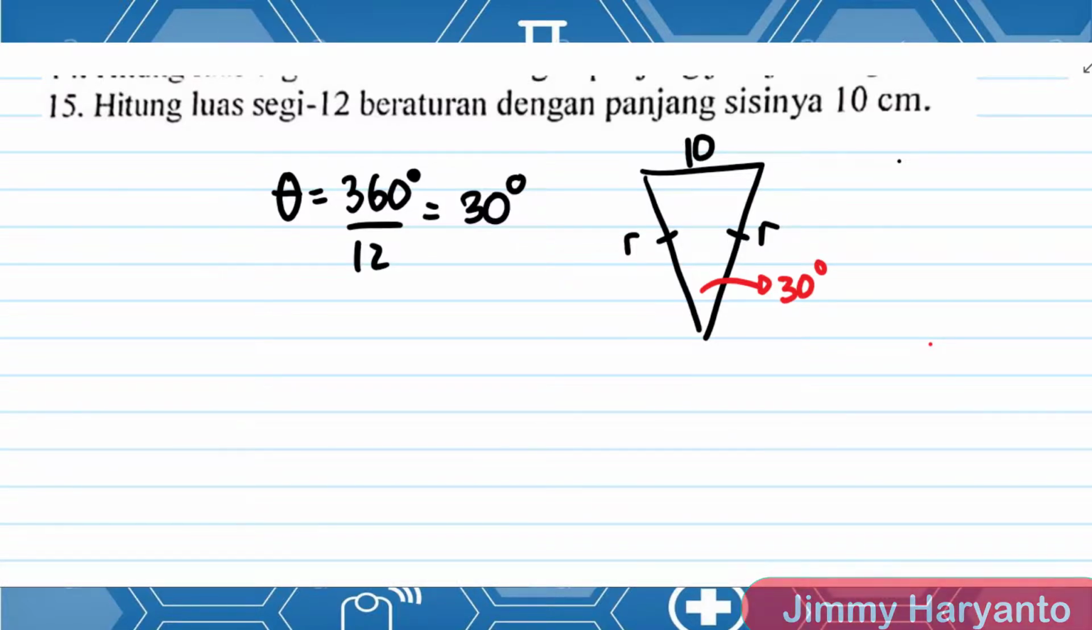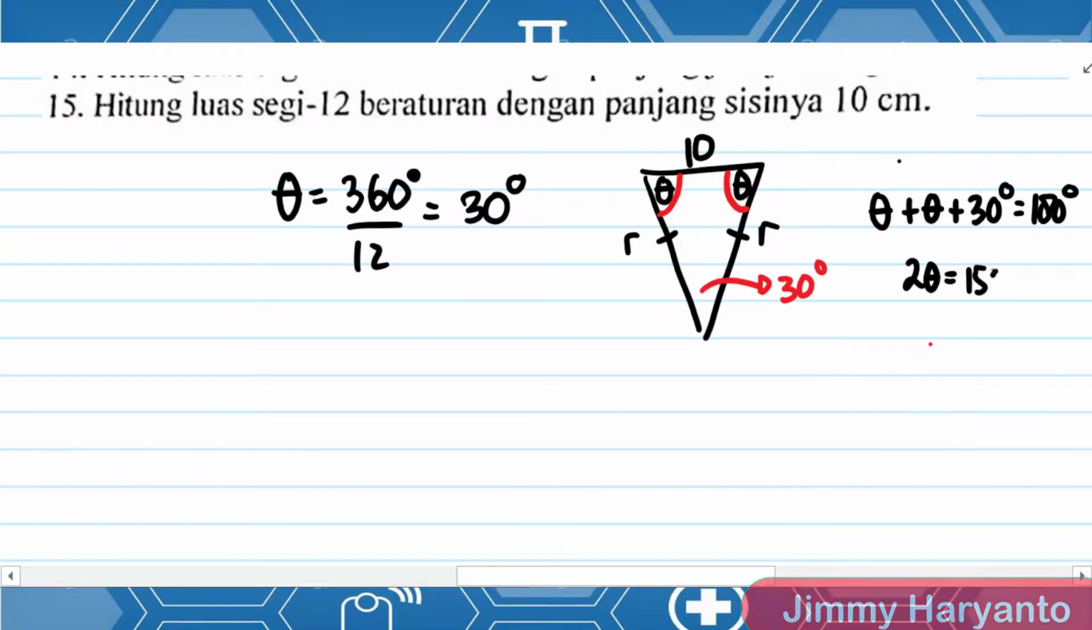To use the sine rule, I first have to find this angle. How do we find that angle? This angle is also the same, because the triangle is isosceles. If the two legs are equal, then these angles are equal, theta. So theta plus theta plus 30 degrees equals 180 degrees. So 2 theta equals 150 degrees, and theta will be 75 degrees.